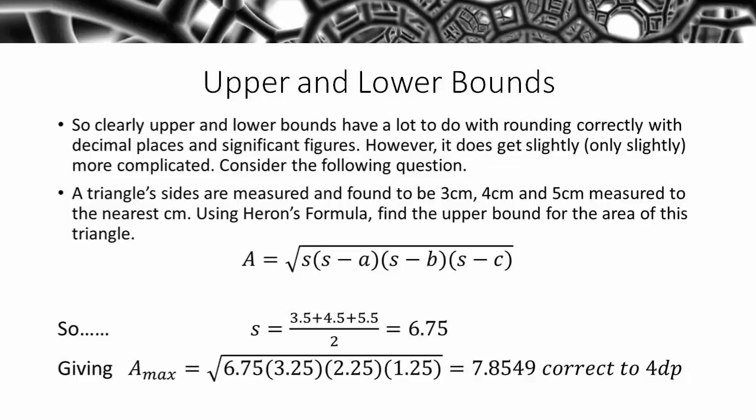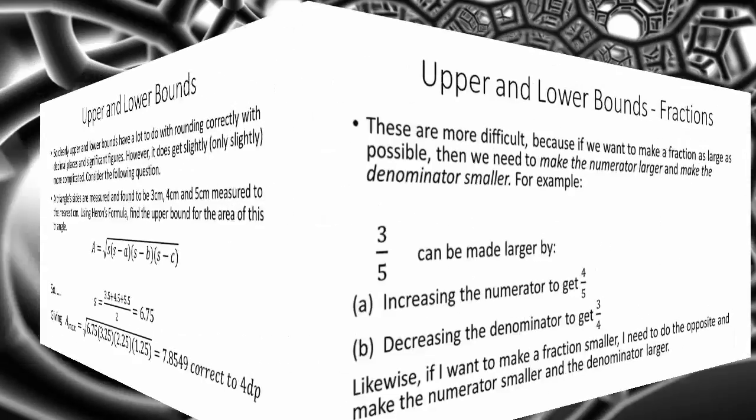We can now apply Hero's formula and find the area, and what we will find is the maximum area it could have been using those measurements. And sure enough, we plug those values into our area formula and we end up with 7.8549, correct to 4 decimal places. And that would be described as an upper bound for the area.